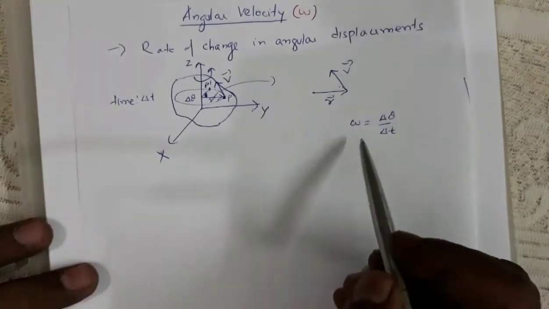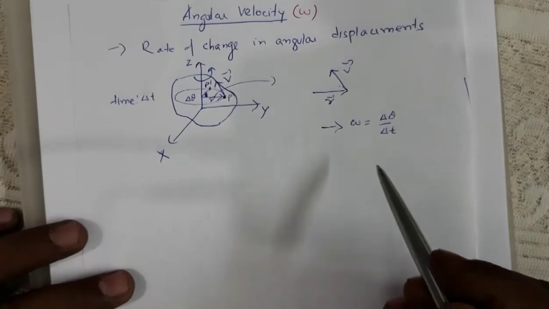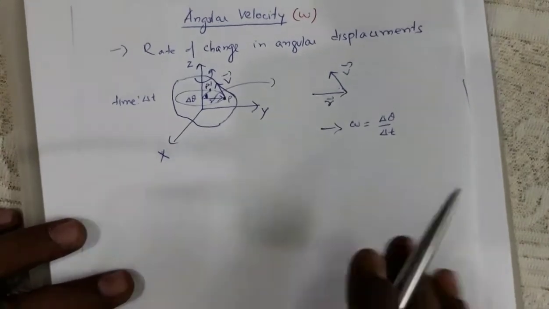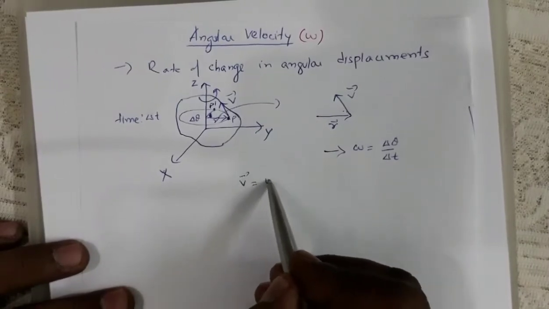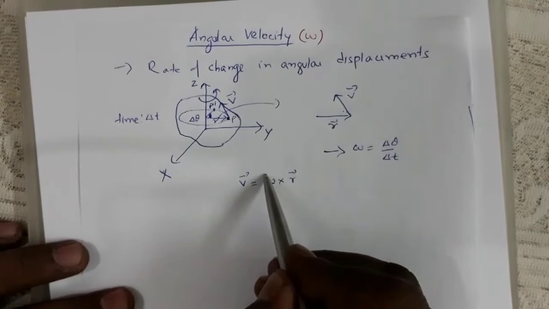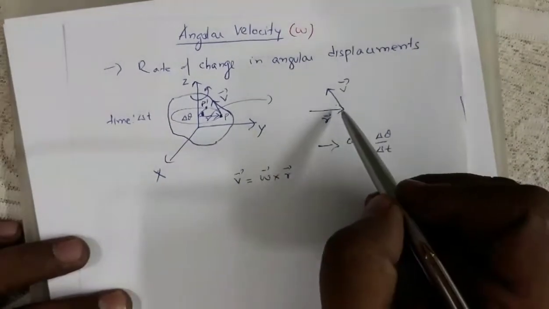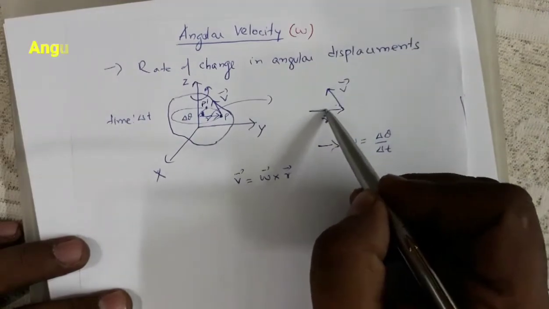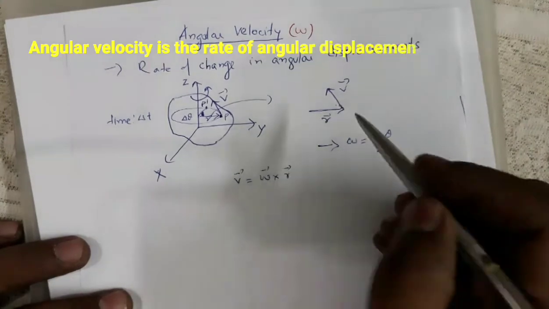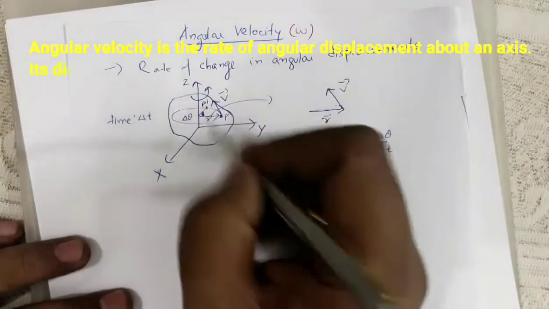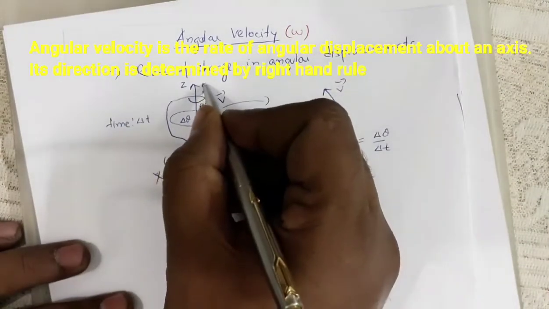Now this is one way of expressing the angular velocity, but we also know that v is equal to omega cross r. So as you can see, if this is the direction of v and this is the direction of r, v is perpendicular to the plane containing omega and r. Omega also has a direction. It is along this axis.